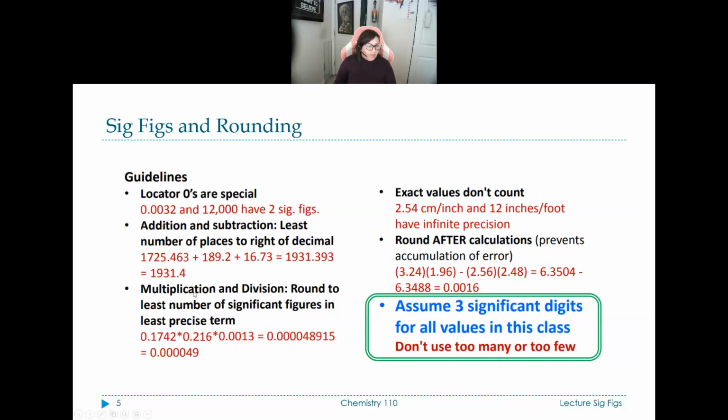Okay, multiplication and division. This is a similar situation. We're multiplying 3 numbers here. We have one with 4 significant digits. We have one with 3 significant digits.